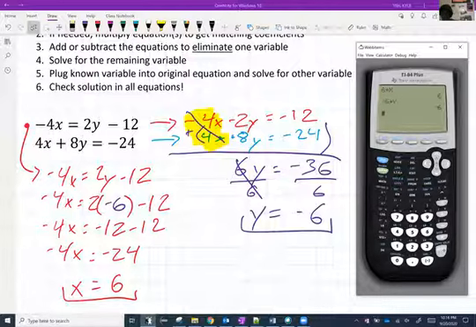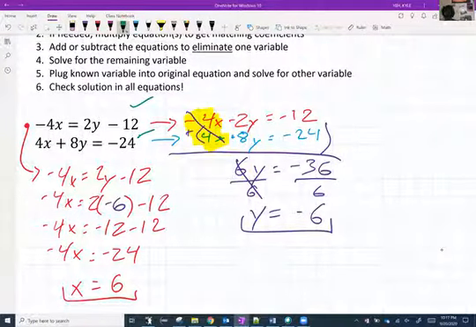So first one is negative 4x, and I hit enter, so that's negative 24. Is that the same as 2y minus 12? Also gets us negative 24. So you can see on the calculator that first equation, when I plugged in both sides of the equation, they equaled each other, so that one's good. What about the second one? 4x plus 8y, does that equal negative 24? Yes, it does. So we checked equation 1, we checked equation 2, they both looked good.